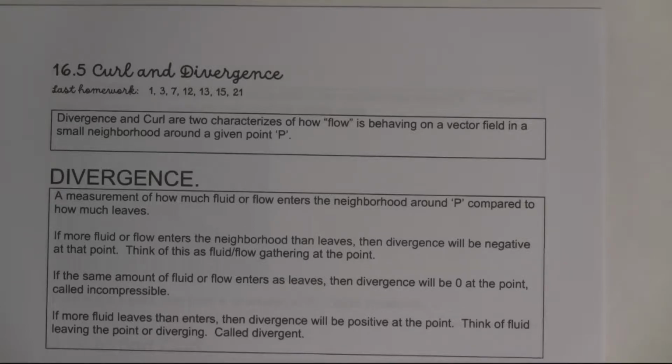If the same amount of fluid or flow enters as leaves, then the divergence will be zero at the point. That's called incompressible. If more fluid leaves than enters, then the divergence will be positive at that point. Think of the fluid leaving the point, or diverging, called divergent.